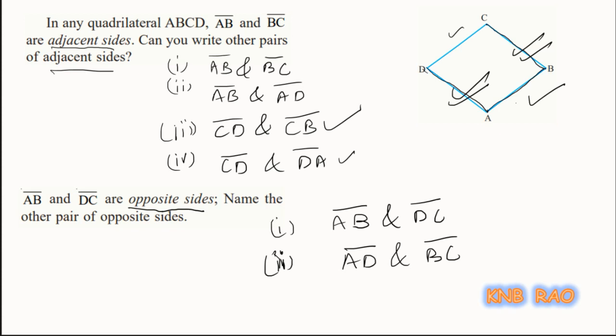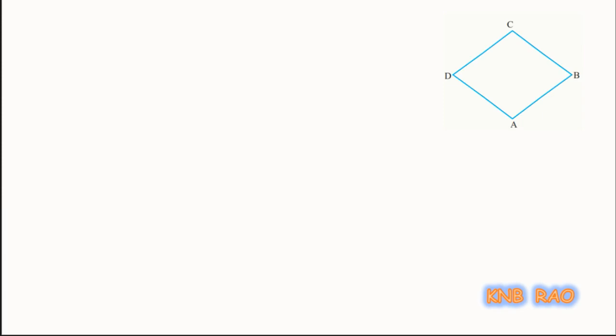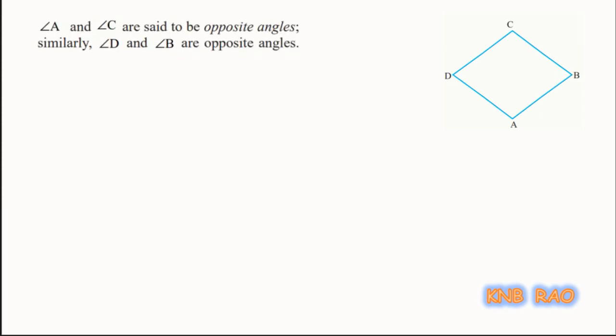So in a summary I can say, in a quadrilateral we have 4 pairs of adjacent sides and 2 pairs of opposite sides. Then moving on to another concept, in a quadrilateral we will have pairs of adjacent angles and opposite angles. First let us know about opposite angles.